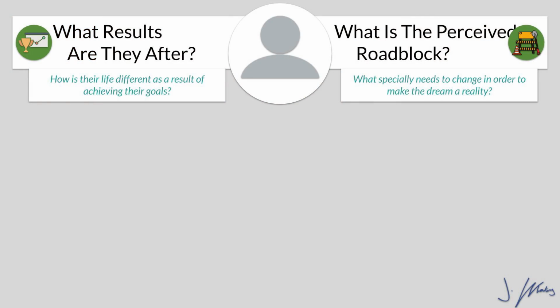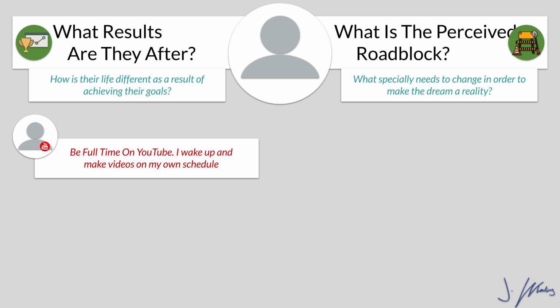So the first question you want to ask is, what results are they after? And then what is the perceived roadblock? So what specifically needs to change in order for them to achieve those results that they're looking for? So someone trying to grow a YouTube channel, they probably want to be full-time, wake up and make videos on their own schedule, make a full-time income on YouTube. Of course, we want to go quite a bit deeper than this, but for example purposes, that's enough.